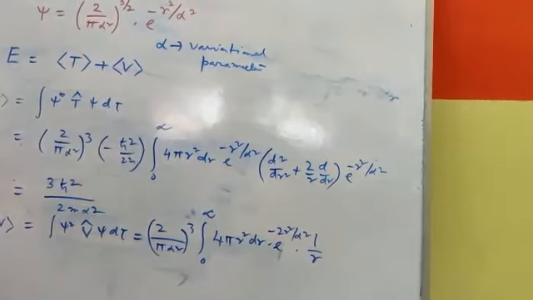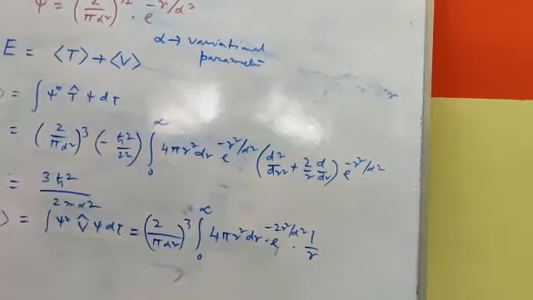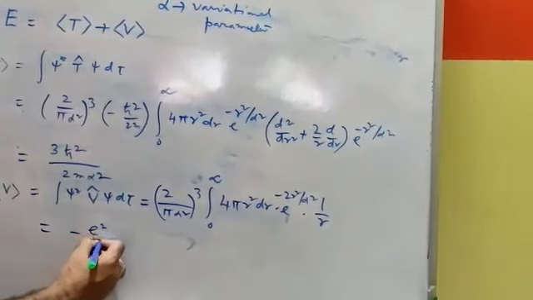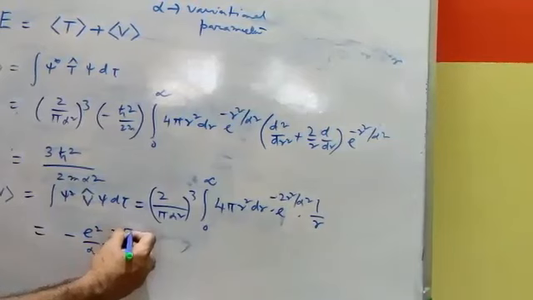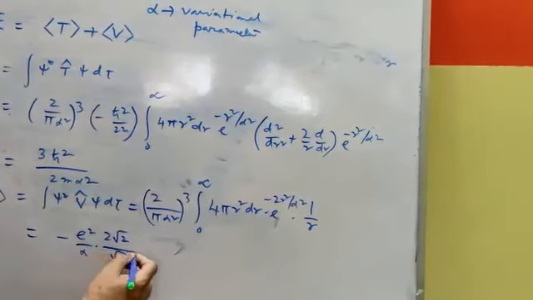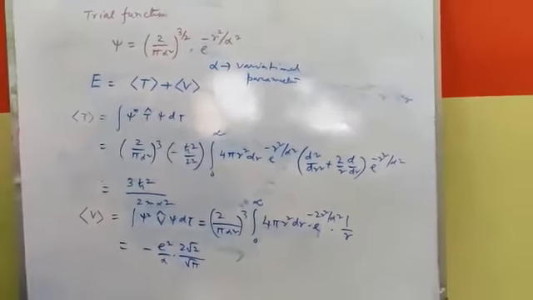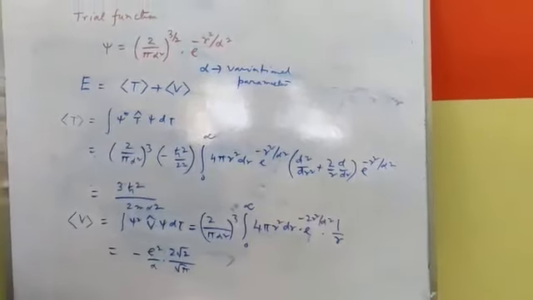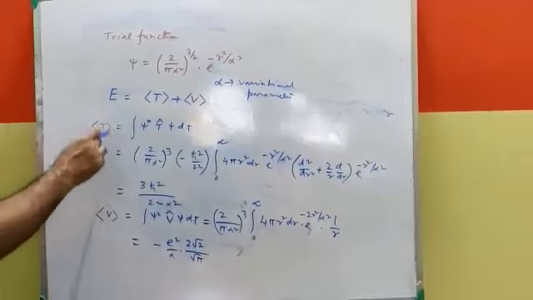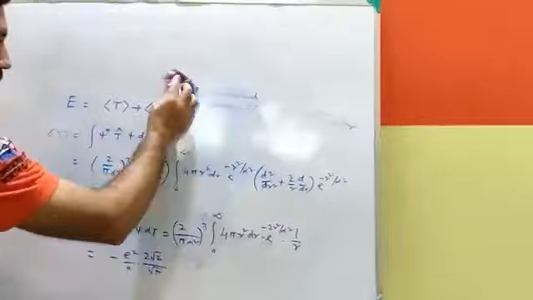So this will be the integration parts, and one can get a value of minus e square by alpha times 2 root 2 by root pi. It is a very simple integration. So we got both the average of potential energy and the kinetic energy. Now we will get the total energy value.